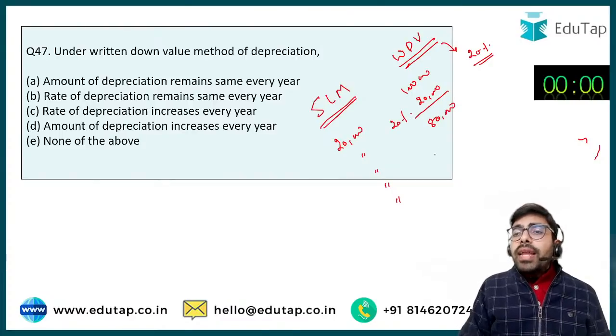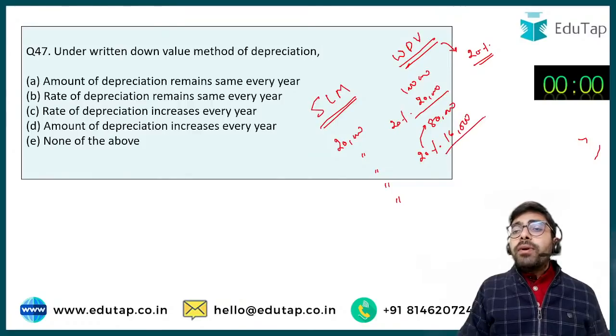Okay, and in the next year we are again going to charge 20%. 20% on what? 20% on 80,000. So this is what we are going to do. 80,000 का 20% करेंगे. So the figure is going to come out to 64,000.